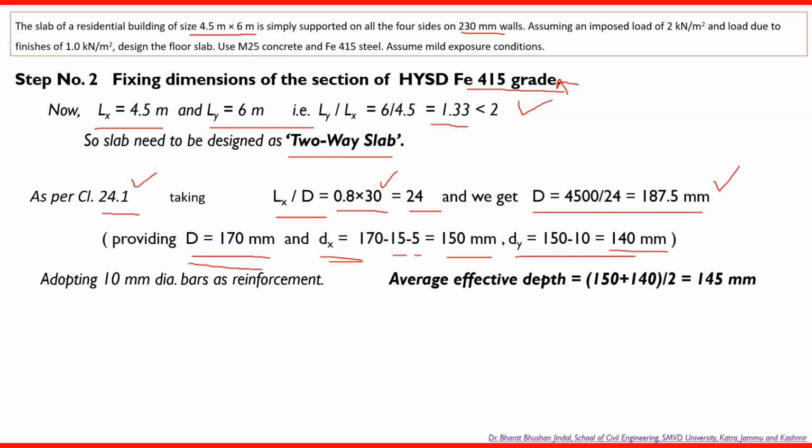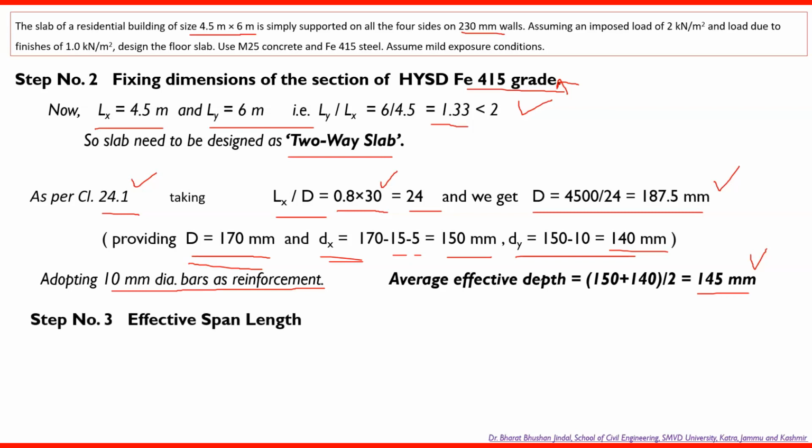Since we have adopted a 10 mm dia bar as reinforcement, from these two values we can work out the average effective depth. The average effective depth is the mean of these two values, (150 + 140) by 2, so it comes out to be 145 millimeter.